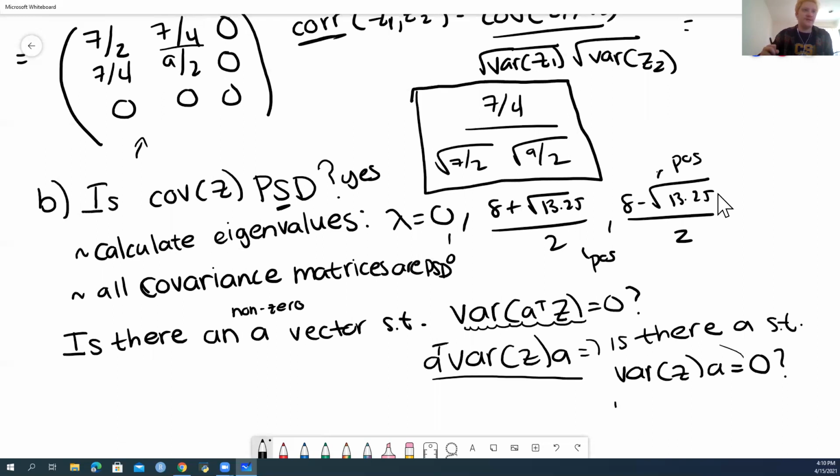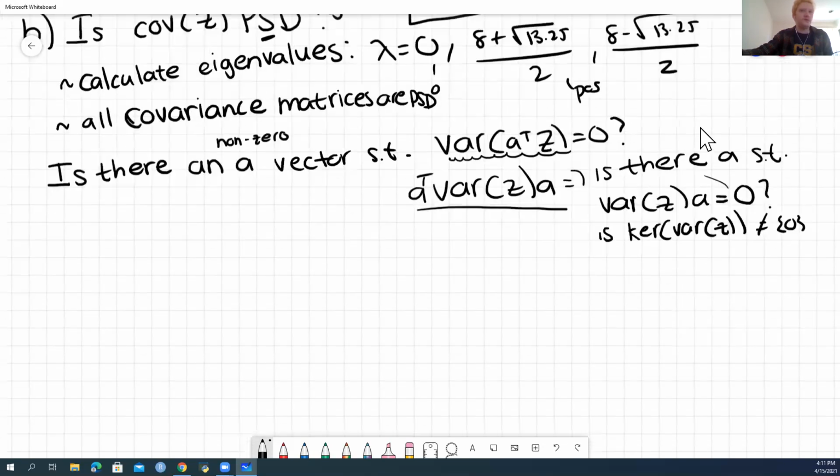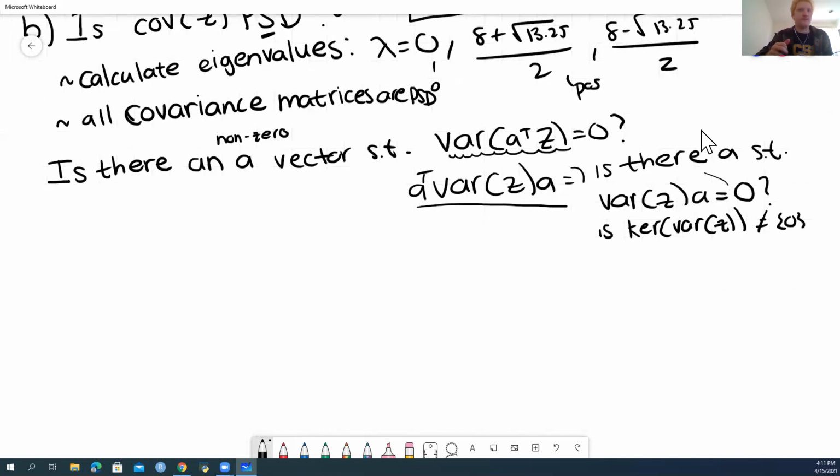The other way of saying this is the kernel of the variance of Z is not equal to just the 0 vector. However you want to think about that. Does that make sense to everyone? That was pretty much question A and B for problem 2.1. Let me know if you have any questions.